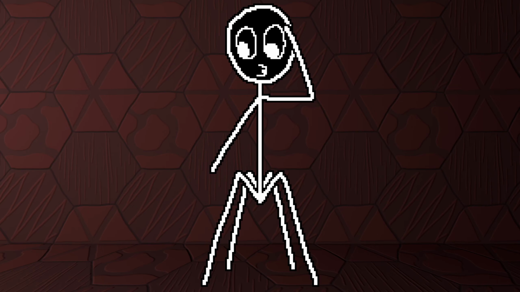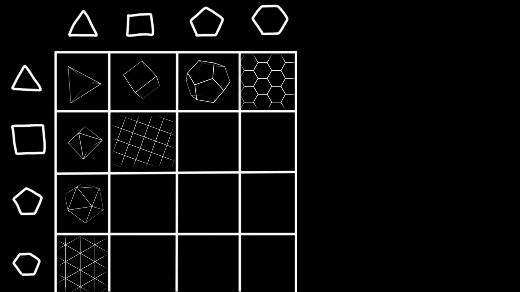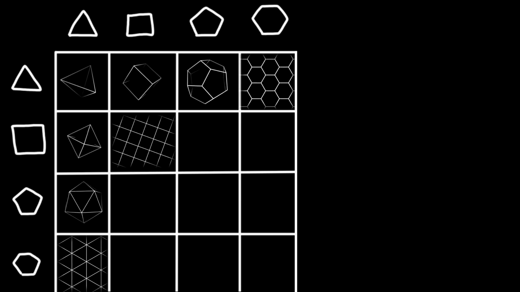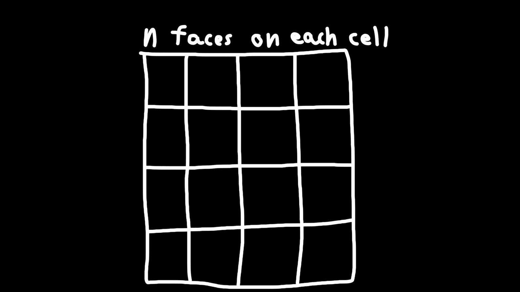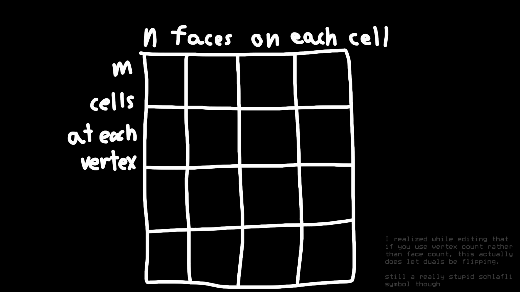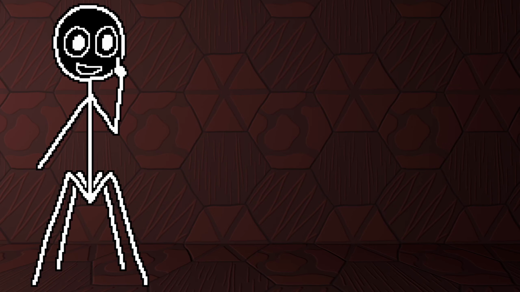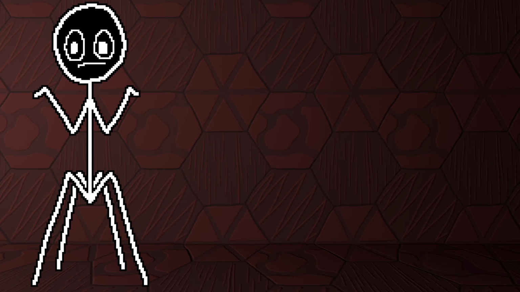Wait. I forgot to explain what Schläfli symbols are. Let's go over that quickly. Remember that chart we had last episode of all the platonic solids? Well, now it's a 3D chart. You might think we expand it by doing number of faces on the polyhedral cells as one axis and number of cells at a vertex on the other, but that's vague and doesn't allow duals to be flipping, so what we actually do is use Schläfli symbols. I really should have explained what a Schläfli symbol is last episode, but hindsight is 3636.